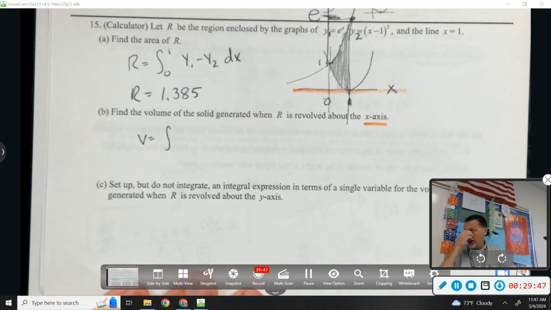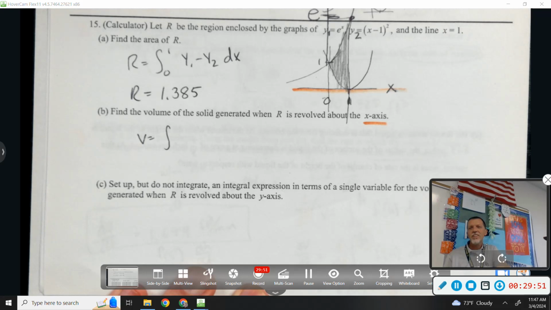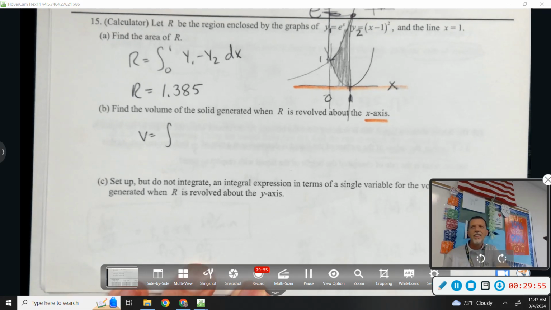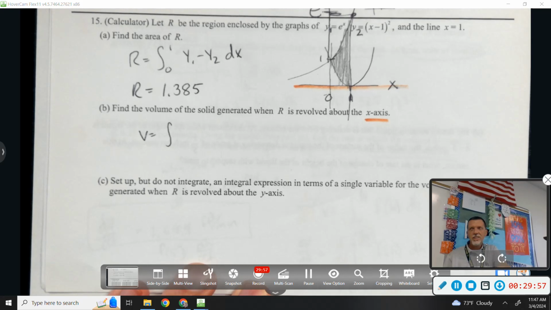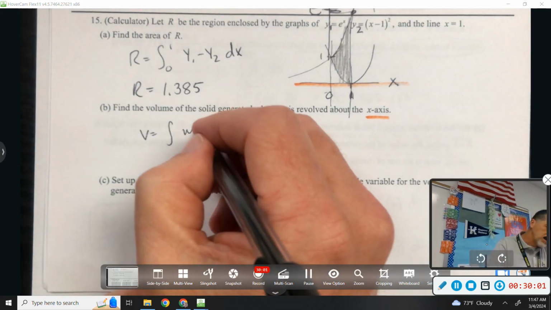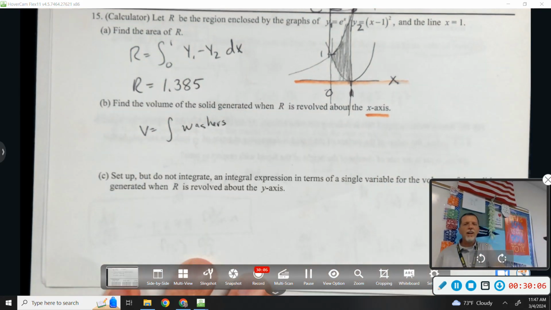All right, discs or washers? Bo, is this going to be discs or washers? Washers, because there's going to be a hole there. So washers. Is it dx or dy if we rotate around the x-axis?